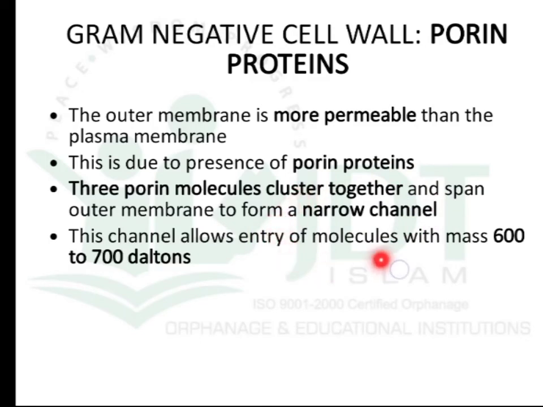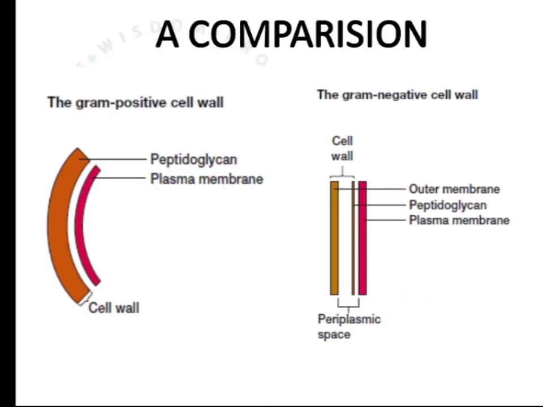Through the narrow channel, molecules with a molecular mass of less than 600 to 700 Dalton will leak out. So that is the comparison, the difference between gram-positive and gram-negative bacteria. It's a frequently asked question to differentiate between gram-positive and gram-negative bacteria. At that time you have to draw these diagrams.